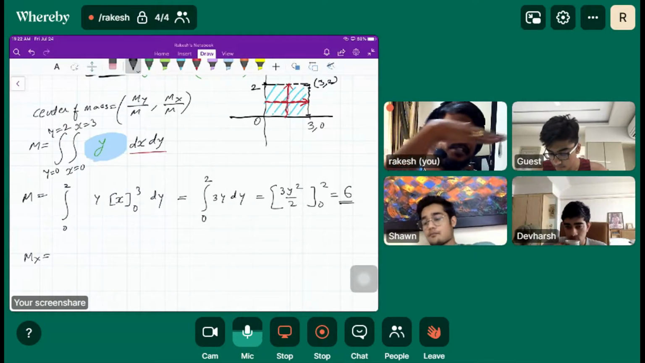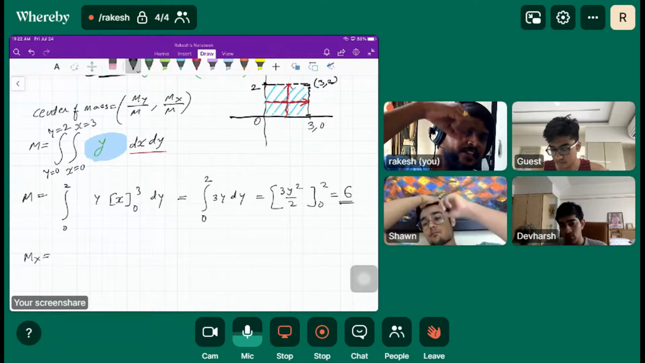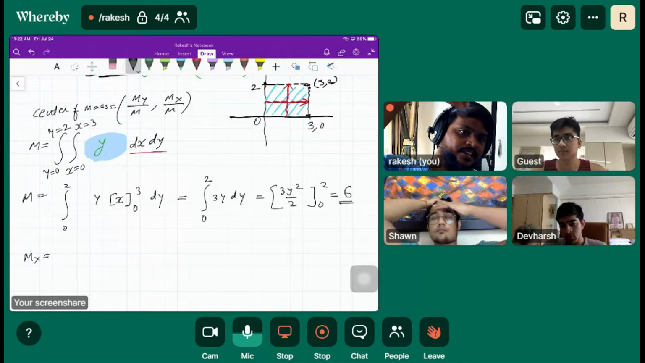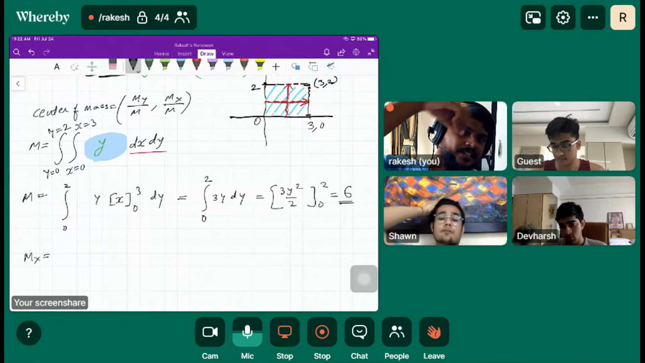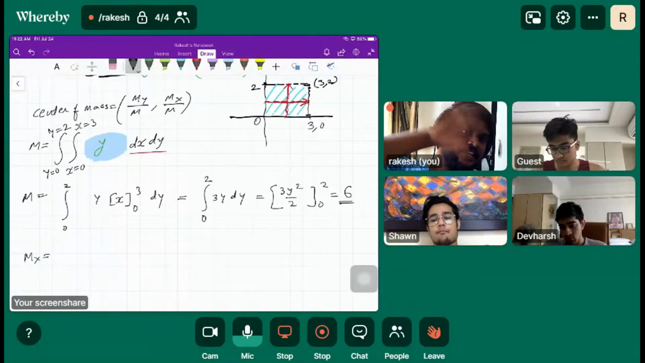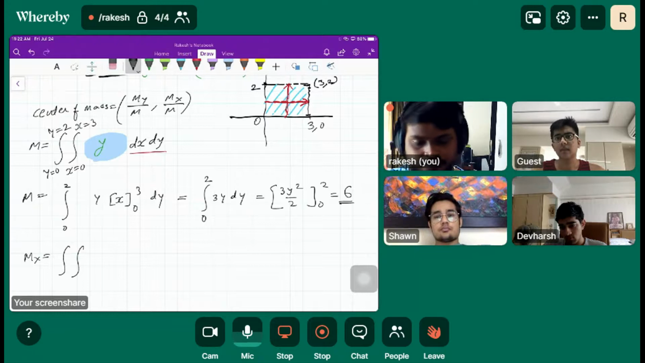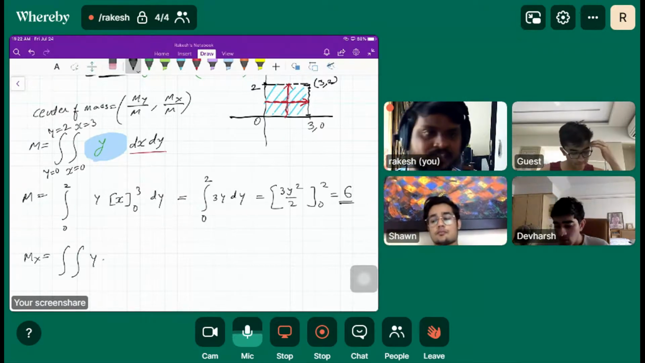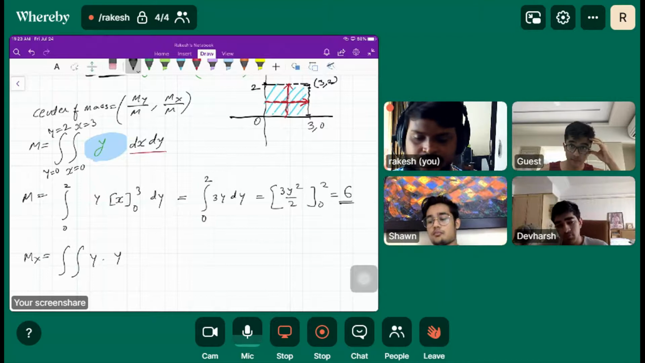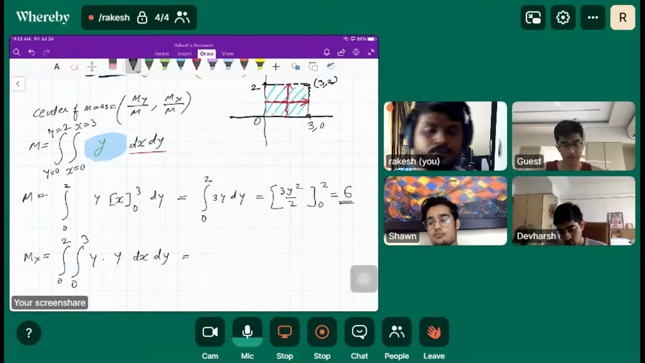So basically, if this is the x-axis, the moment is about the x-axis. So we are integrating the y distance, which is away from the x-axis, obviously. So we have to integrate the y distance. The formula is y into the mass density function, so y into y dx dy, with limits 0 to 3 and 0 to 2.